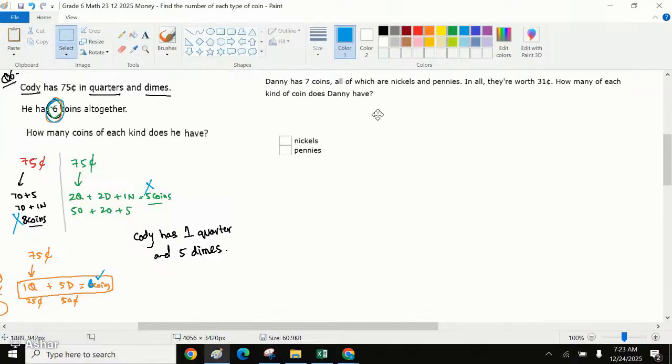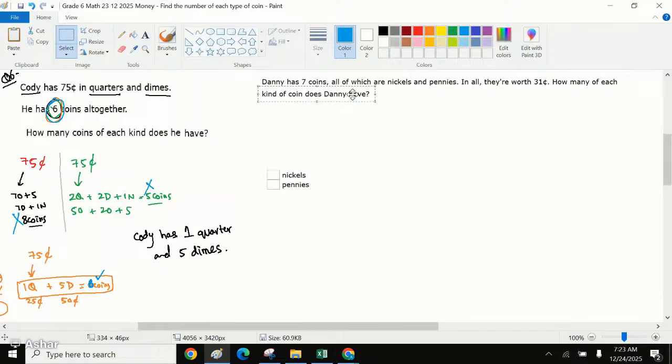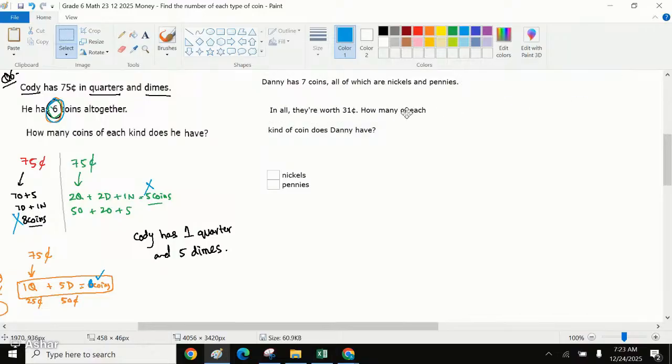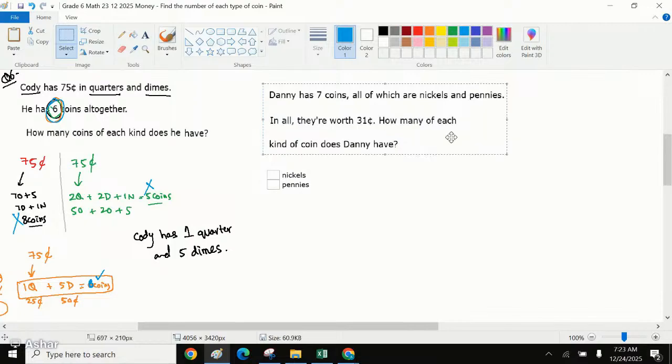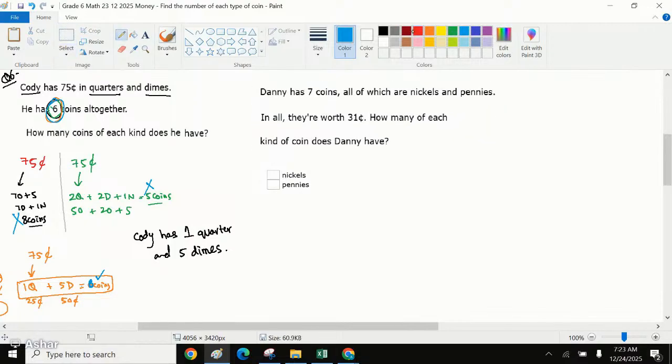Let's say this was the question given, it says nickels and pennies. The question says Danny has 7 coins, all of which are nickels and pennies. Okay. So he only has nickels and pennies. He cannot have any other type of coin, only nickels and pennies. And there are 7 coins. In all, they're worth 31 cents. And the question says, how many of each kind of coin does Danny have?